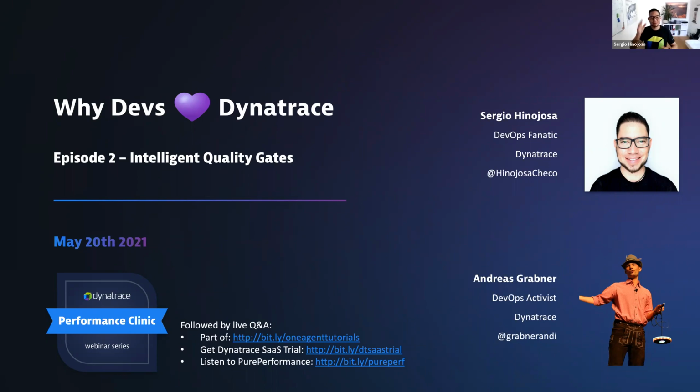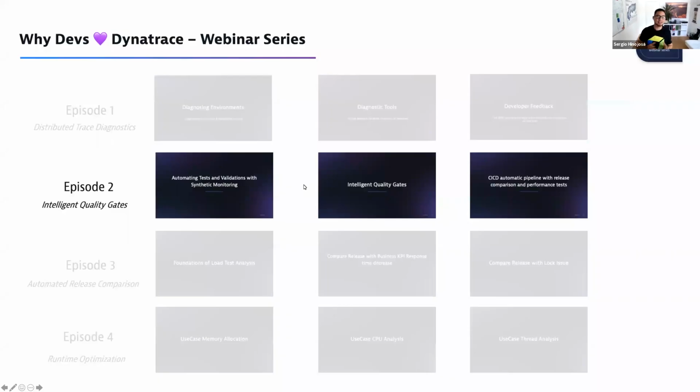Thank you, Andy. Hi, everyone. As you know, I'm Sergio. So today's episode 2 of Why Devs Love Dynatrace, right? So let's kick it off. This is the agenda of 4 episodes. We already had episode 1. Episode 2 is about intelligent quality gates, right? It's about automating tests, leveling up what we did in episode 1 with synthetic monitoring, then building performance tests and intelligent quality gates, and building a whole environment, right? With the application that we were using, which is Easy Trouble.